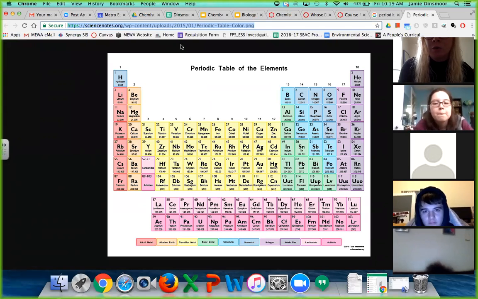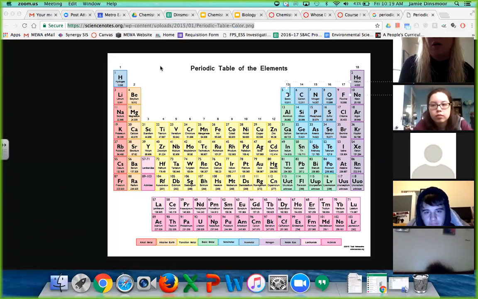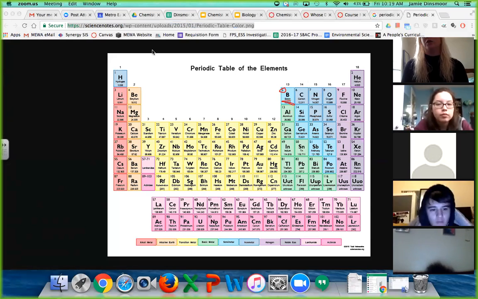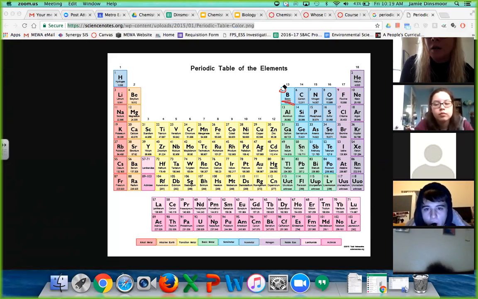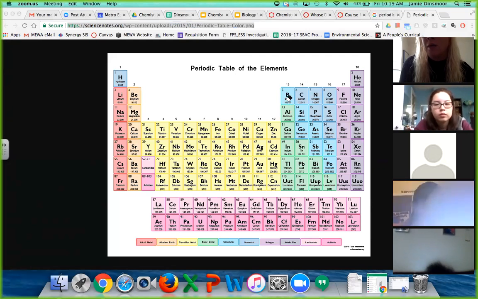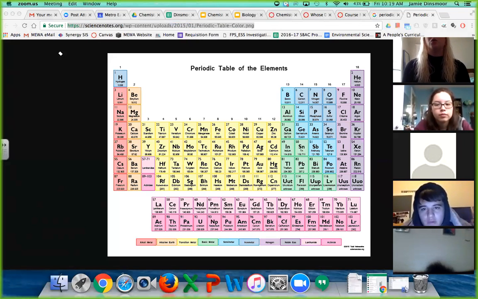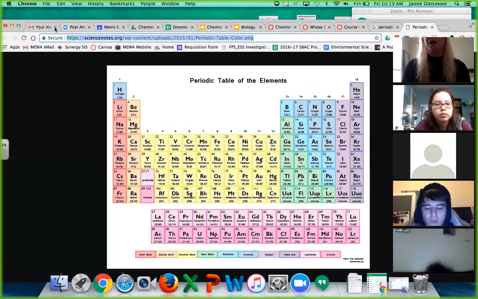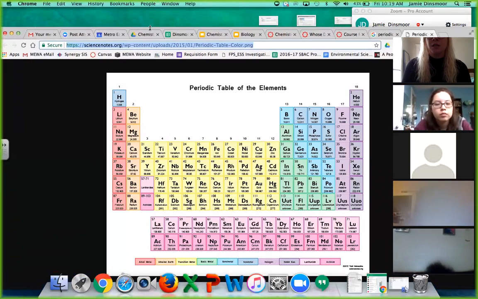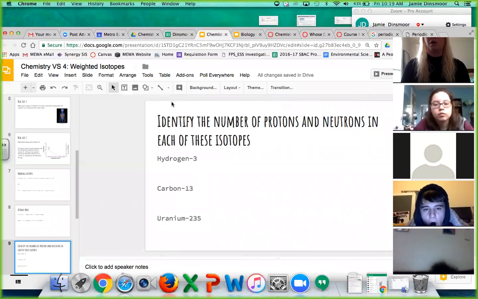Notice on this periodic table that our atomic number is in the upper left corner, and our atomic mass is on the bottom, right where we would expect to see it. I clearly cannot circle well there, but you get the idea, right? So just in case you couldn't see where the atomic number was. So going back to the question here, we are trying to find out the number of protons and neutrons in hydrogen 3, carbon 13, and uranium 235.